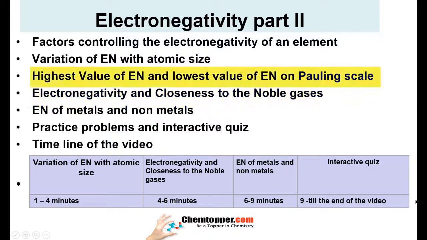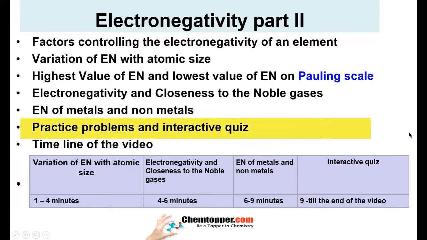We will also cover the range of electronegativity, the highest and the lowest values of electronegativity on the Pauling scale. The difference in electronegativity of metals and non-metals, and why metals have low electronegativity and non-metals have high electronegativity, followed by plenty of practice problems and an interactive quiz.